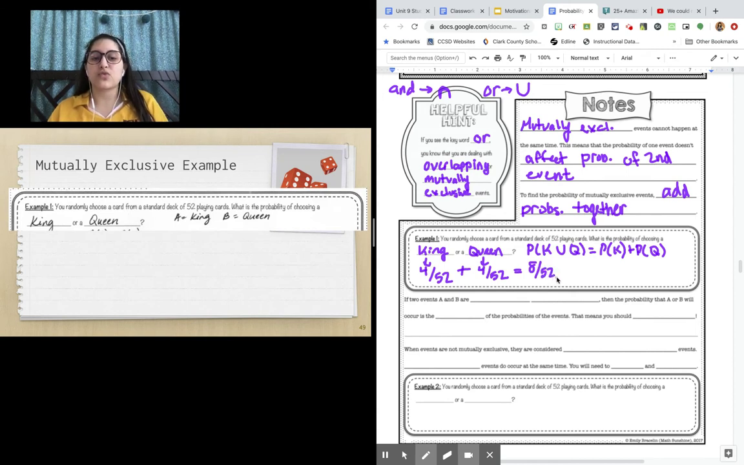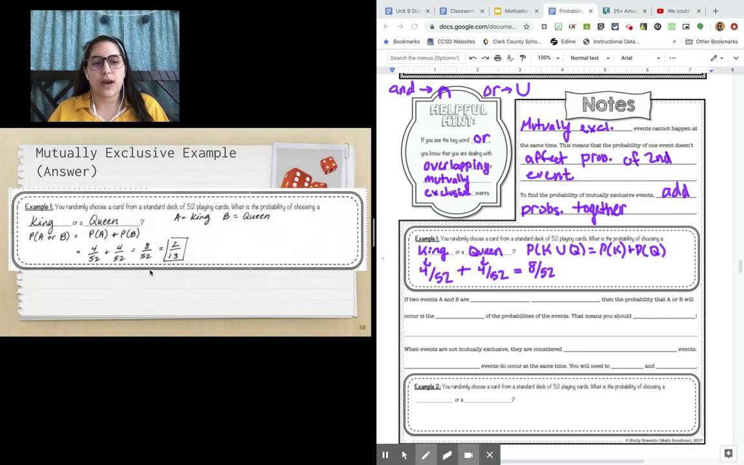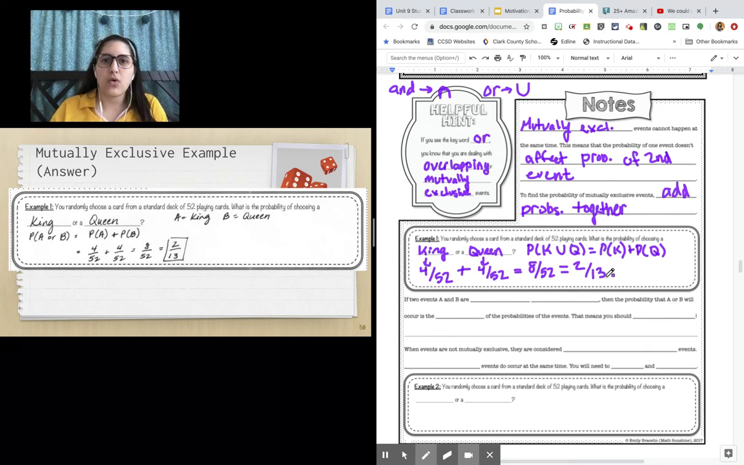And then it's usually a good idea to reduce your fraction. So meaning I want to try to find the smallest possible version of this fraction, right? So I know that 4 goes evenly into both 8 and 52. It's a factor of both 8 and 52. So when I reduce that, if you see, I have it there worked out for you on the left side. So 8 divided by 4 is 2, and 52 divided by 4 is 13. So I have a 2 out of 13 shot here of picking either a king or a queen out of my deck of cards. All right.